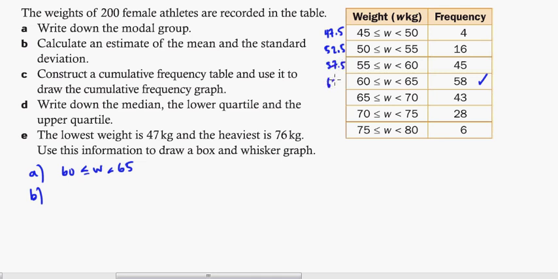57.5, 62.5, 67.5, 72.5, and 77.5. So what I'm going to do in my calculator is enter these midpoints in list 1, and I'm going to enter the frequency in list 2. So let's go ahead and do that.